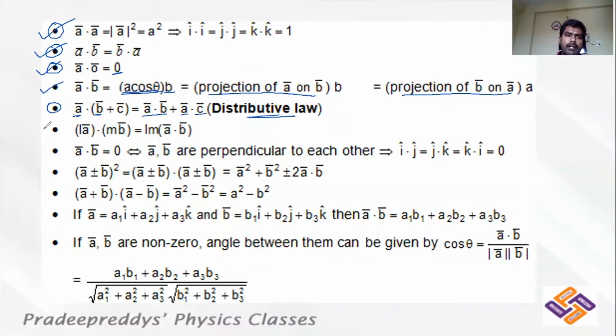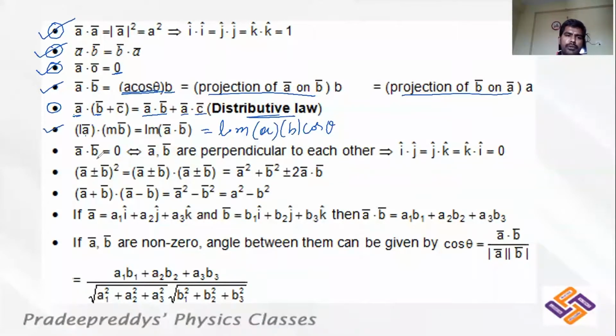Similarly, you have another condition, l a bar dot m b bar, where l and m are scalars. So simply you will write l and m outside, and for a bar and b bar you will take the dot product. So finally this will give you l m into magnitude of a, magnitude of b, into cos theta, where theta is the angle between a bar and b bar.